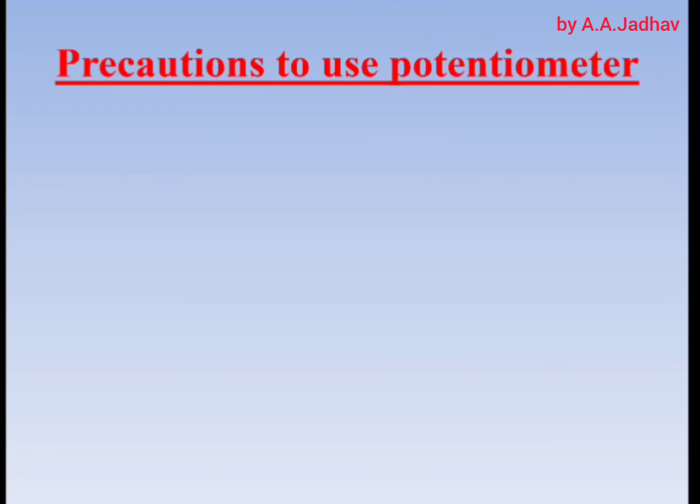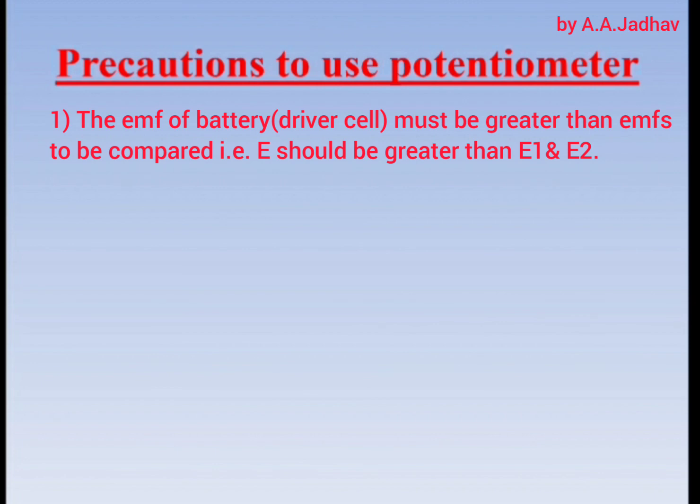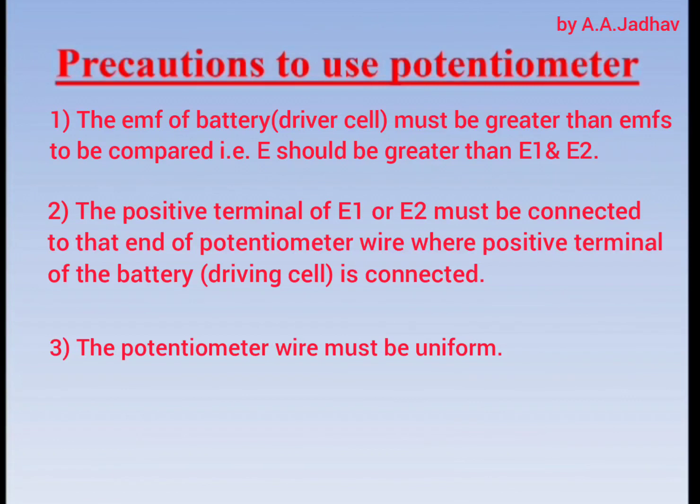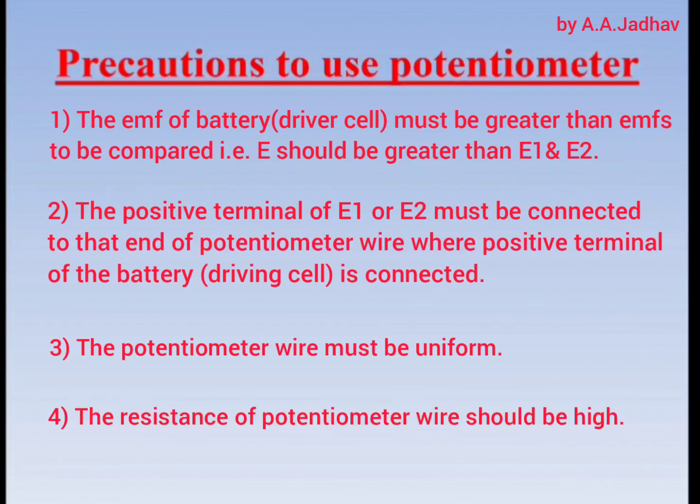Now we will discuss precautions while using a potentiometer. The EMF of the battery, that is the driver cell, must be greater than the EMFs to be compared. That is, E should be greater than the cells E1 and E2. The positive terminal of E1 or E2 must be connected to that end of the potentiometer wire where the positive terminal of the battery, that is the driving cell, is connected. The potentiometer wire must be uniform. The resistance of the potentiometer wire should be high.